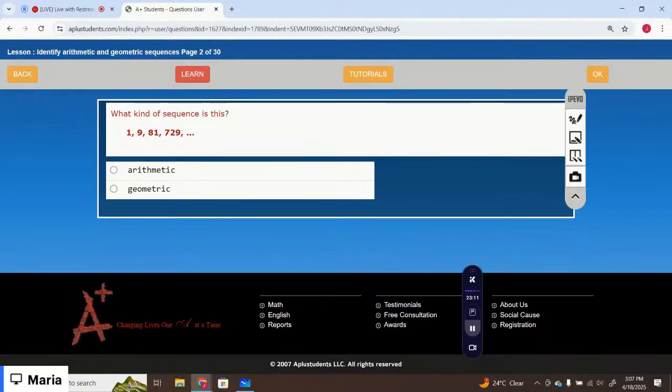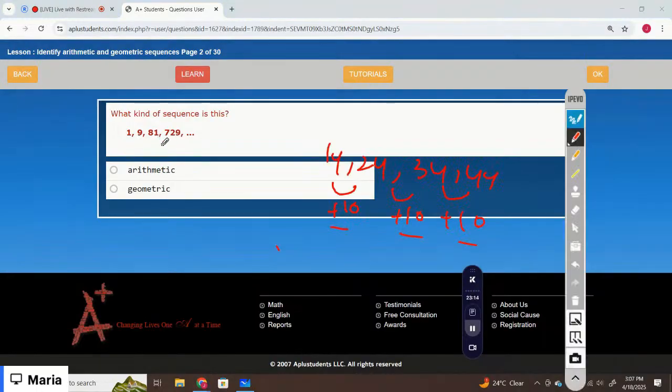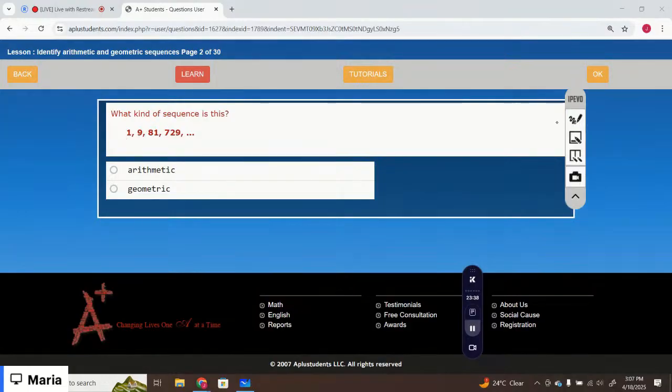What kind of sequence is this? 1, 9, 81, and 729. 1 times 9 is 9, 9 times 9 is 81, and 81 times 9 is 729. So we have a constant multiplier in the sequence. When we have a constant multiplier in the sequence, that is a geometric sequence. Option number two is the correct option.